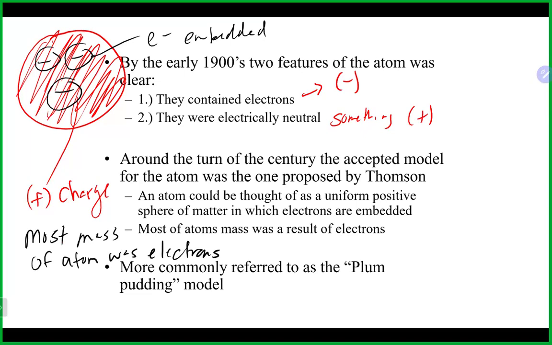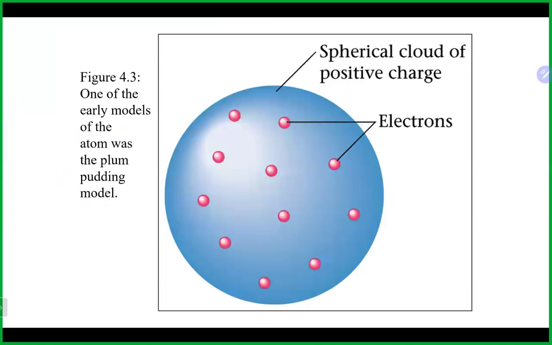You definitely need to know the plum pudding model and sort of the aspects of it. Any questions on that there? Now, with this being sort of the accepted model of the atom, further experiments were done. And really the next major experiment along the way that helped us get a much better understanding of the atom was one that was done by Rutherford.